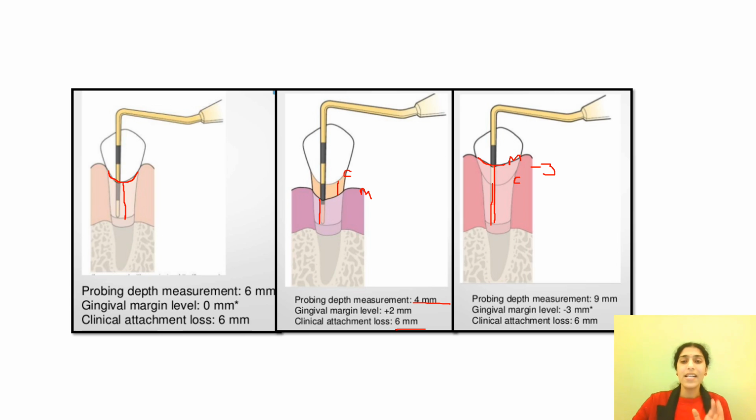So these 3 different situations are very, very important to understand how to estimate the clinical attachment loss. There are 3 situations, as I said. Number 1, when the margin and the CEJ are at the same position. Number 2, when the CEJ is at a higher level, or the margin is at a lower level. Situation 3, when the margin is at a higher level. Okay.